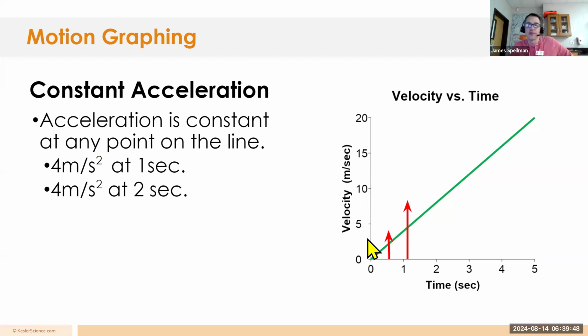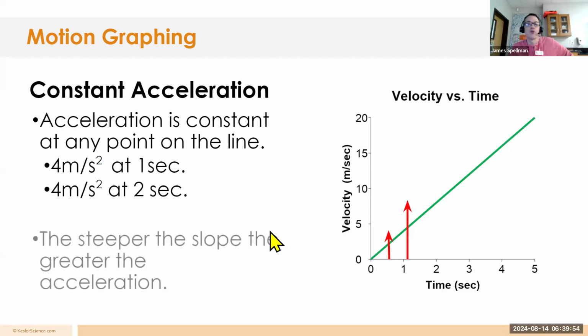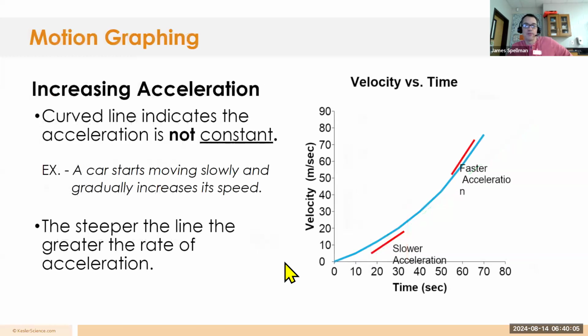What this line is showing us is that we're going 5 meters per second, we're going 10 meters per second, we're going 15 meters per second, we're going 20 meters per second. We are getting faster. And also, the steeper the slope, the more it's slanted, the more acceleration we're going to have. So again, acceleration is our change in speed.